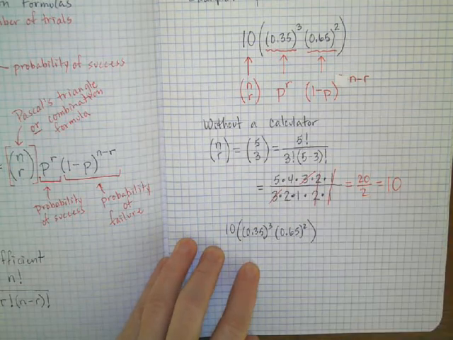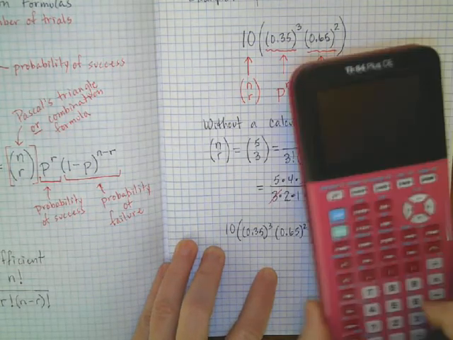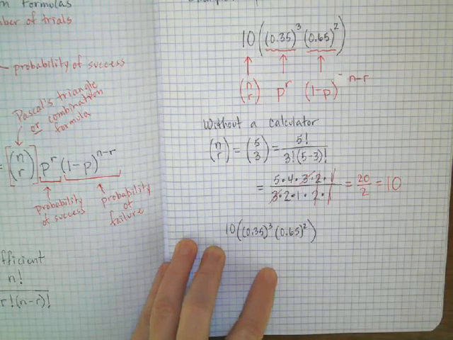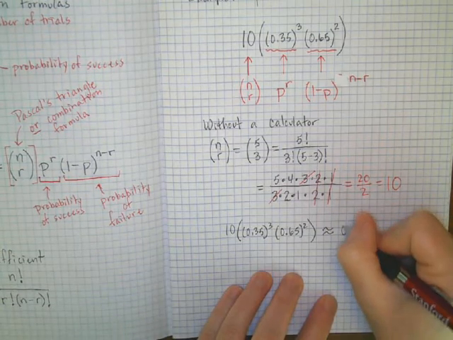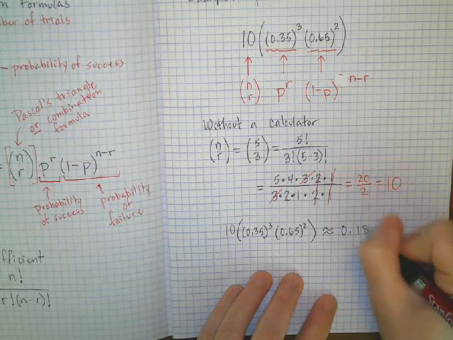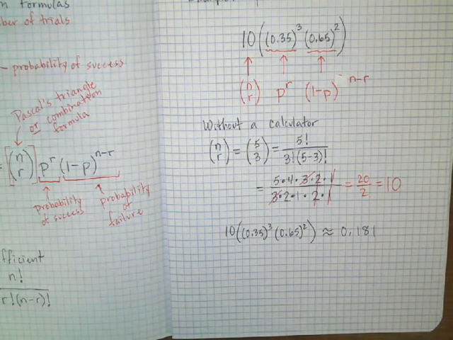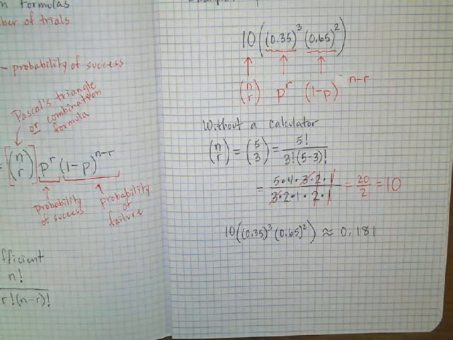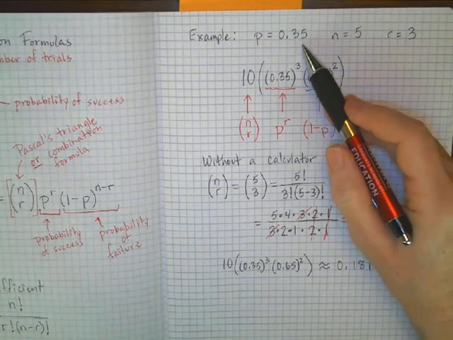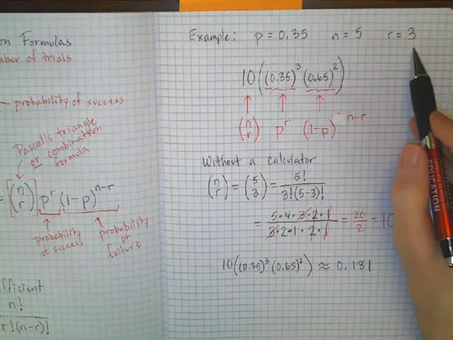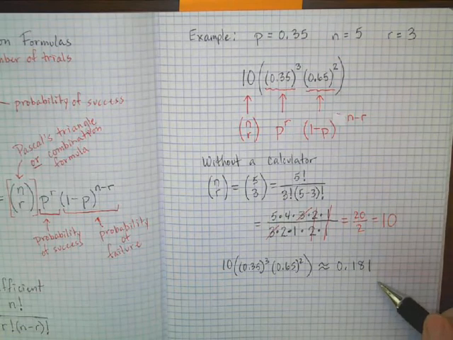I'm going to put all of that into my calculator. Let's just pretend I did, because I did it earlier, and I have to round it off, but I get approximately 0.181. So that was the answer to the warm-up from yesterday, 0.181. Okay, where we had a probability of 0.35, 5 trials, and we wanted 3 successes. That was the answer to that one.